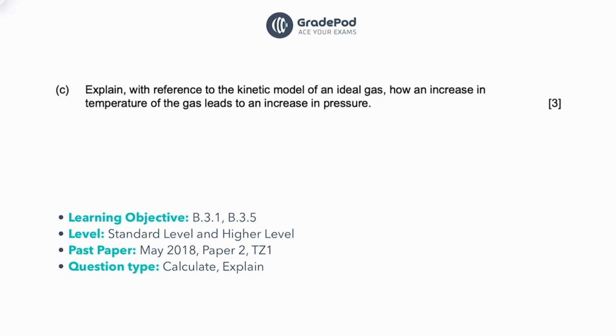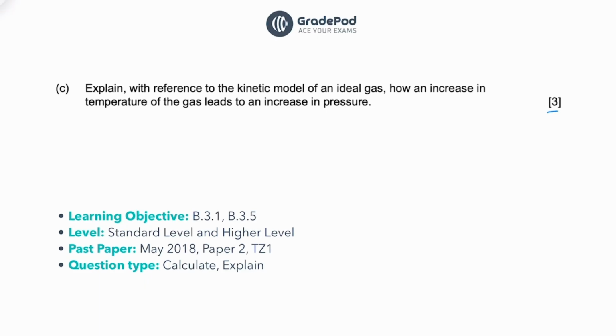C. Explain with reference to the kinetic model of an ideal gas how an increase in temperature of the gas leads to an increase in pressure. And this is 3 marks. I'm going to take longer than necessary to answer this question. The reason is because it's worth 3 marks and it comes up a lot.